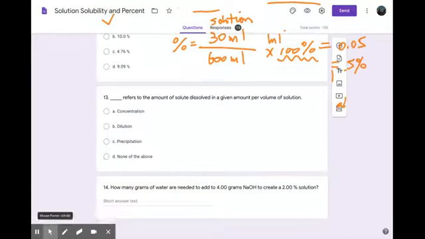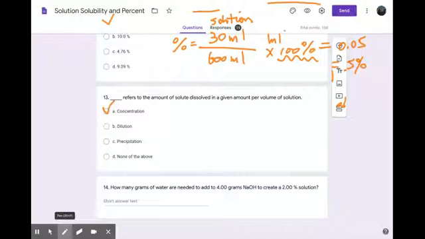Number 13. What refers to the amount of solute dissolved in a given amount per volume of solution? Well, concentration. That is literally the definition of concentration. And this is what we've been dealing with the whole time, right? Molarity, mass percent, they're all concentration.